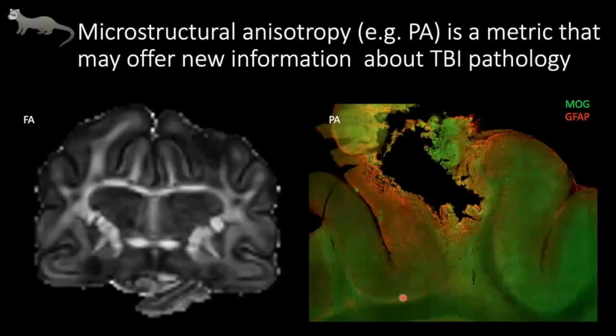Okay. But all of this may be worth it if we can use these methods to show us something that a standard DTI cannot. So this is a case of that, where we have fractional anisotropy in the ferret brain near an injury site, and we see that FA is completely gone. But when we look at histology, what we see is that there are remaining axons that stain positive for myelin, despite some damage and gliosis.